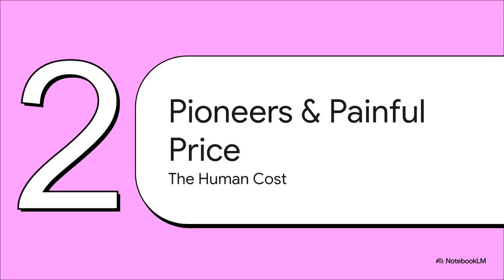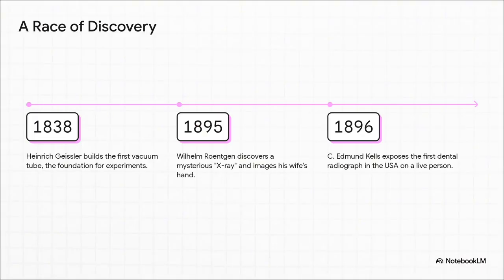So how did we get this incredible tool? Well, the story is pretty amazing. It's full of brilliant discovery, but it's also a serious cautionary tale about the price of progress. It all started way back in 1838 with a simple vacuum tube built by a guy named Heinrich Geissler. Decades later, in 1895, Wilhelm Röntgen was messing around with one of these tubes when he noticed a screen across the room started glowing. He'd stumbled upon a mysterious new ray. He called it the X-ray because he had no idea what it was, and he famously took that spooky image of his wife's hand.